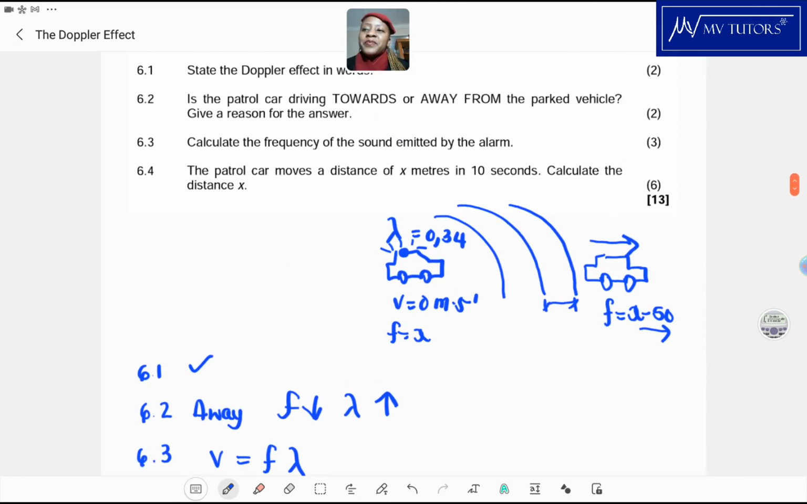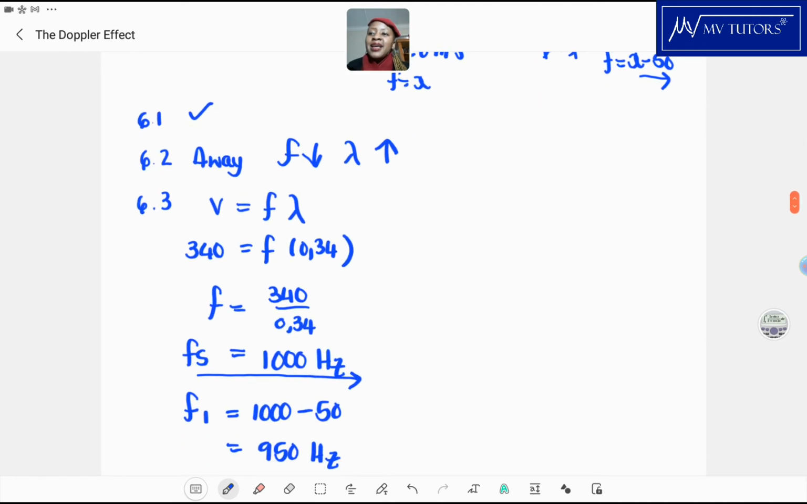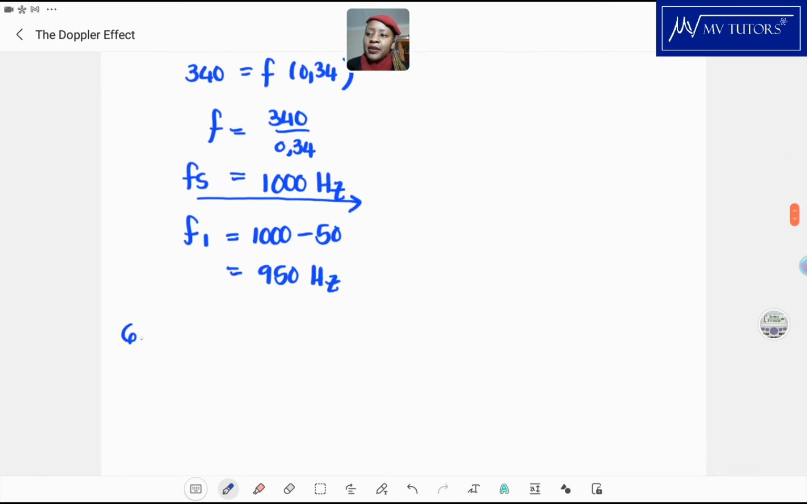Now finally, sorry about the background noise, guys. Okay, finally, 6.4. The patrol car moves a distance x meters in 10 seconds. Calculate the distance x. Okay, so the equation I'm thinking about, if I've been given time, I go back to my equations of motion where delta x is equal to the velocity. Remember, velocity is in meters per second. So if I want meters, I would have to multiply it by time. Okay. And I will get my answer in meters.